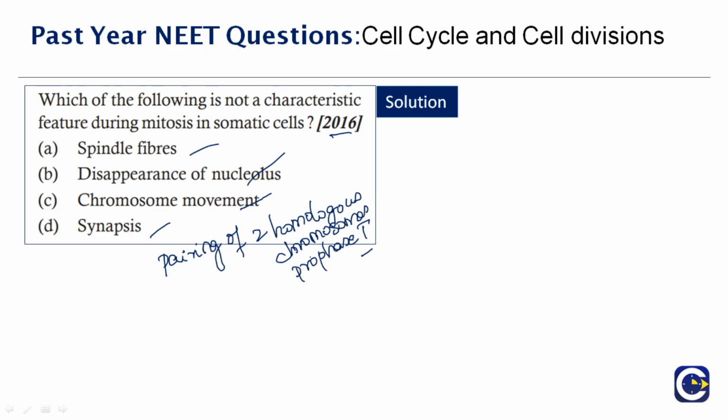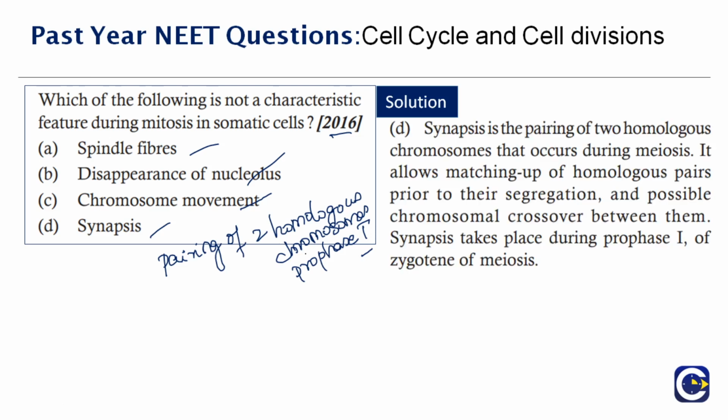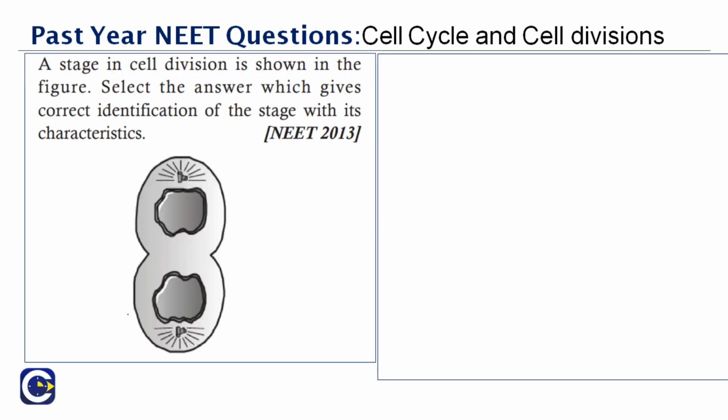Which one is not a characteristic? If you see, it is synapsis. So that is what they have given in the solution part also. See, synapsis takes place during prophase I, the zygotene stage of meiosis. It will only take place in meiosis, not in mitosis. Therefore the correct answer is option D, synapsis. So this is the last question for this part 1.